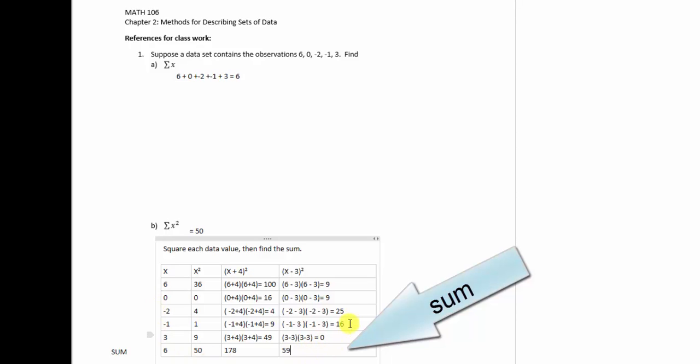So again, you might find it helpful to construct a table. So we have our last row, the summation of x. The summation of x squared is 50. The summation of the quantity x plus 4 squared is 178. And last, the summation of the quantity of x minus 3 squared is 59.